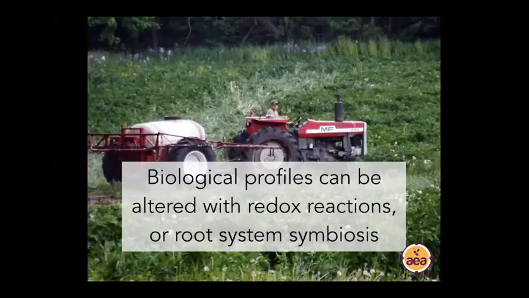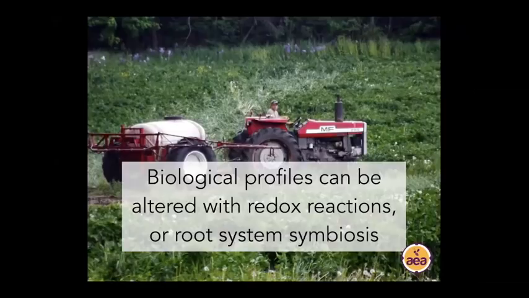So biological profiles, and shifting the proportions of these three populations, aerobic bacteria, facultative anaerobes, and anaerobic bacteria, can happen in two different ways. Actually there's more than two ways, but the two major ways in biological farming systems. One, they can be altered by the redox levels in the soil profile. So all those management tools that I referenced can have an impact.